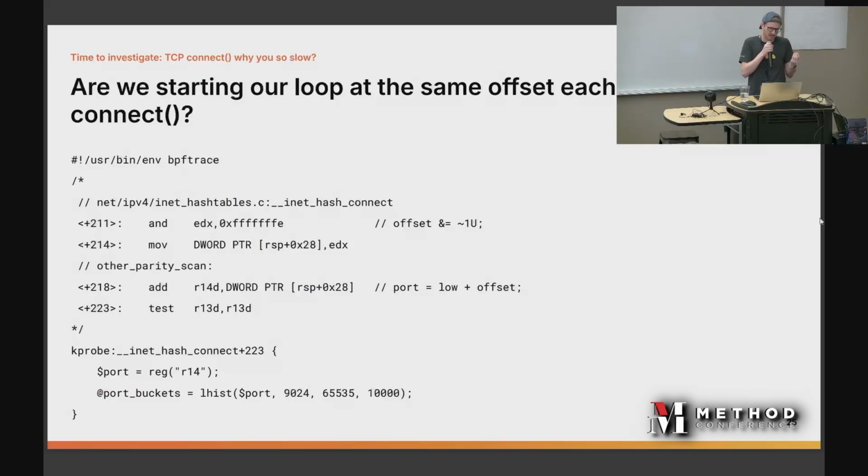So once again, I'm creating a probe or a tracepoint using a tool called bpftrace at exactly this offset, 22.3, and then I'm reading the register R14, which contains our initial port that we picked before the loop starts looping. Then I added that port to a histogram where the port is added into buckets of 10,000. So if your port is 900, then it's going to be in the 10,000 bucket, right? So it just operates like that. And I do it for the entire range of 1024 through 65,535.